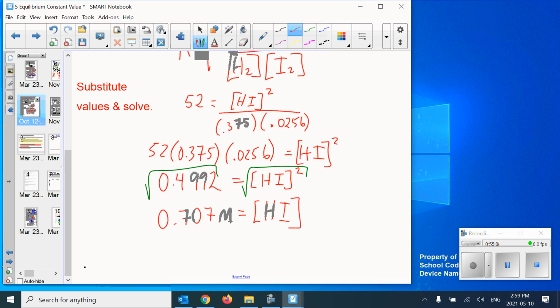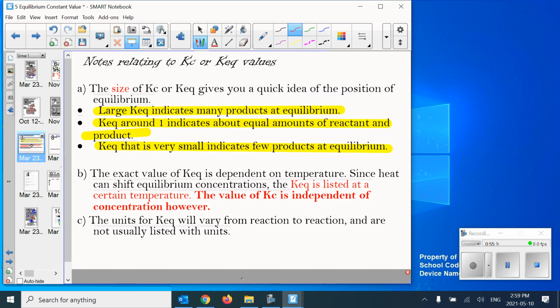Now, some other notes you guys have. I also mentioned KC. It's the same thing as KQ. Some books will use KC, some use K. Doesn't matter. It gives you a quick idea of the position of the equilibrium. I've mentioned this already, but a large K value means many products at the equilibrium. KQ around 1 means about the same. Small KQ means very few products at the equilibrium.